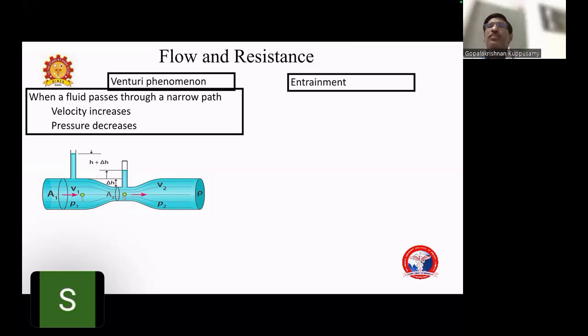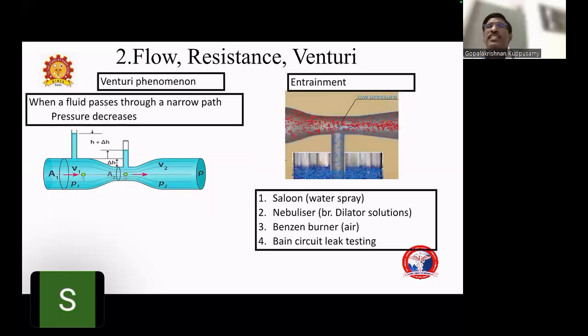So if you have some other tube, this reduction in pressure will entrain fluid or gas, whatever is available, into the circuit. This entrainment, the Venturi principle, is used in a saline nebulizer, a water jet pump, and the Bunsen burner, to have the flame. Then also, when the gas flows through the inner tube, it collapses the bag. So in all these areas, the Venturi principle applies.